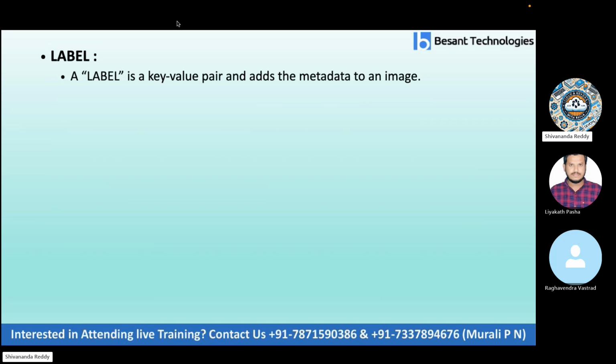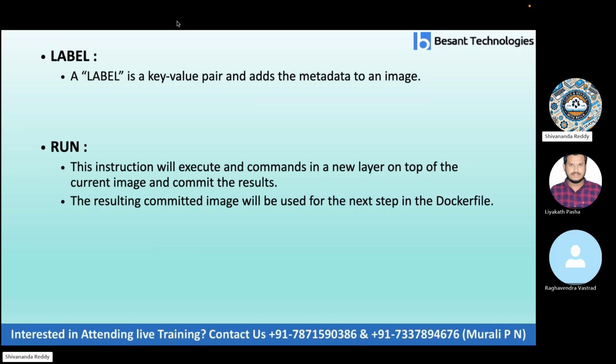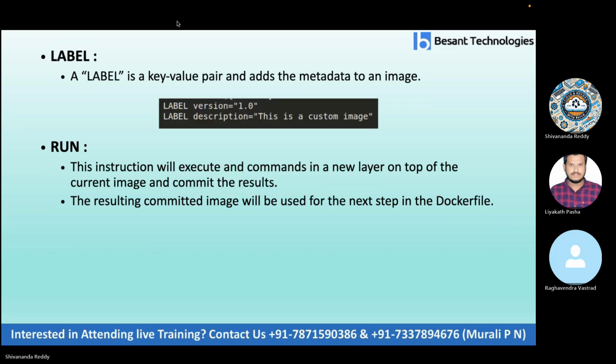Then LABEL. A label is a key-value pair and adds metadata to an image. RUN. This instruction will execute commands in a new layer on top of the current image and commit the result. RUN command is very important, guys. Using the RUN command, we can run multiple commands. The resulting committed image will be used for the next subsequent steps in the Dockerfile.